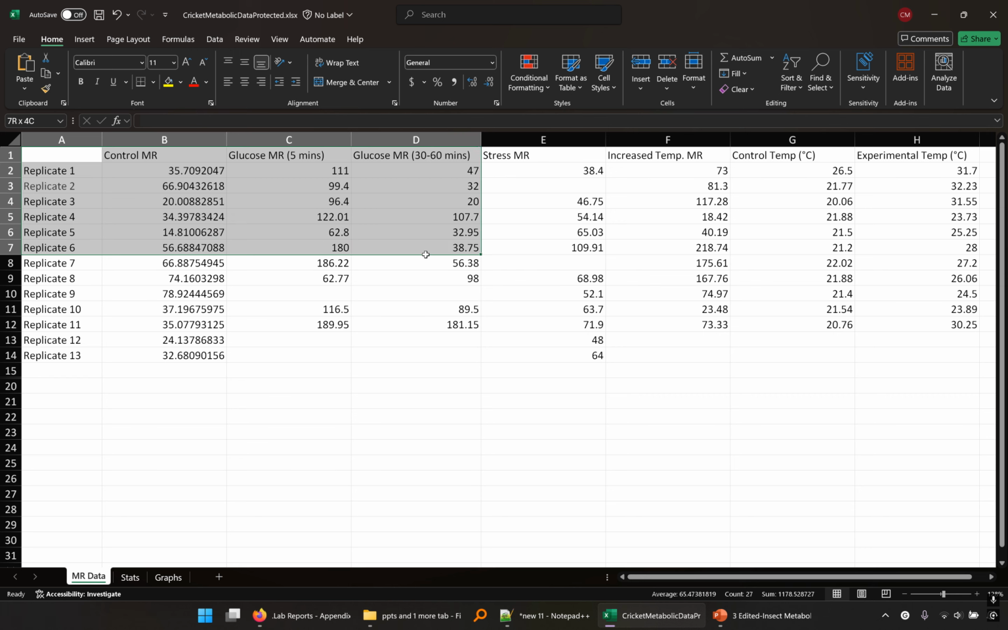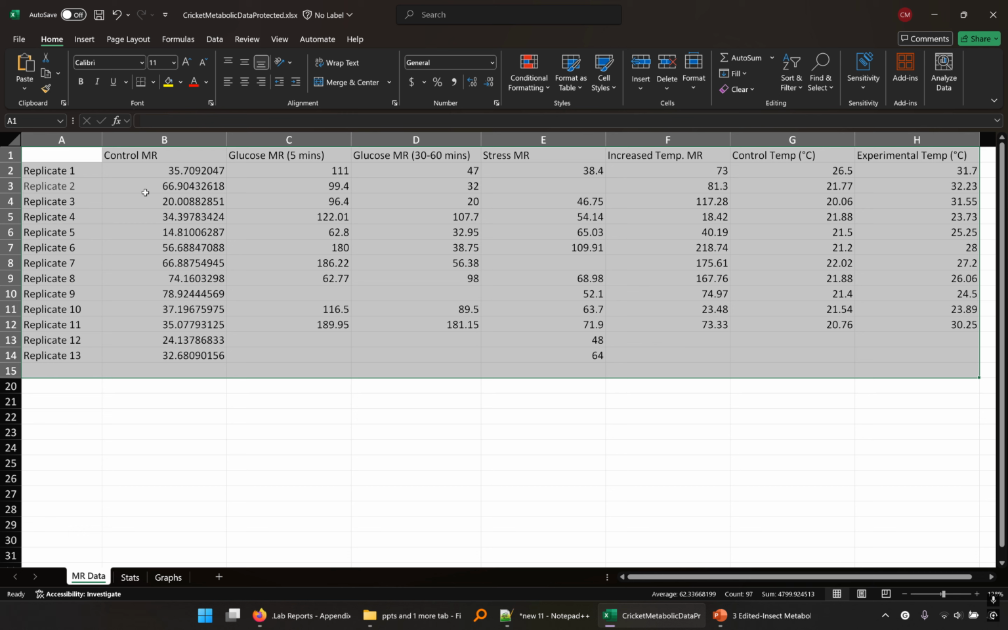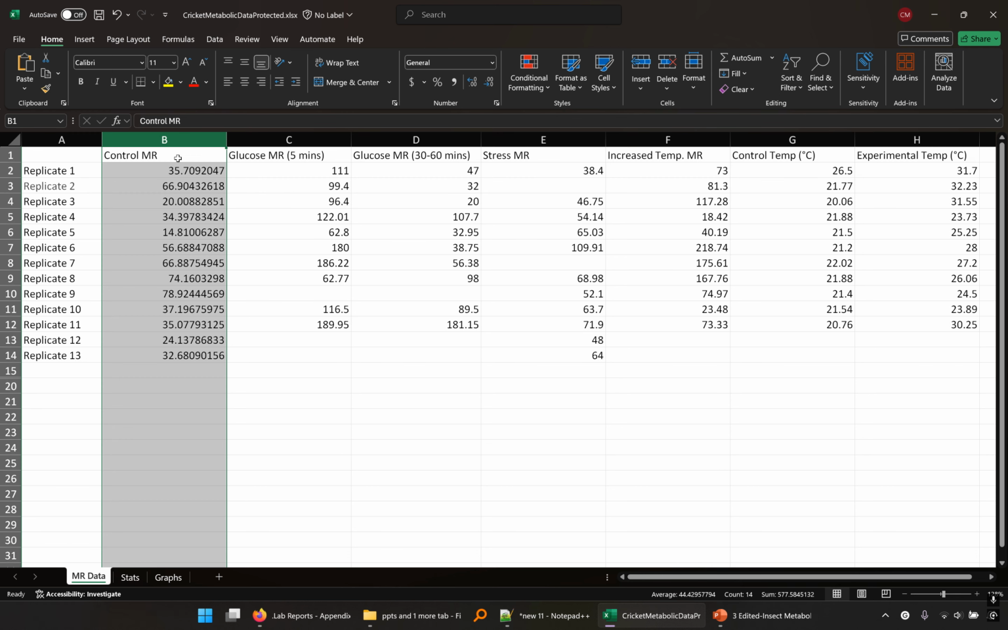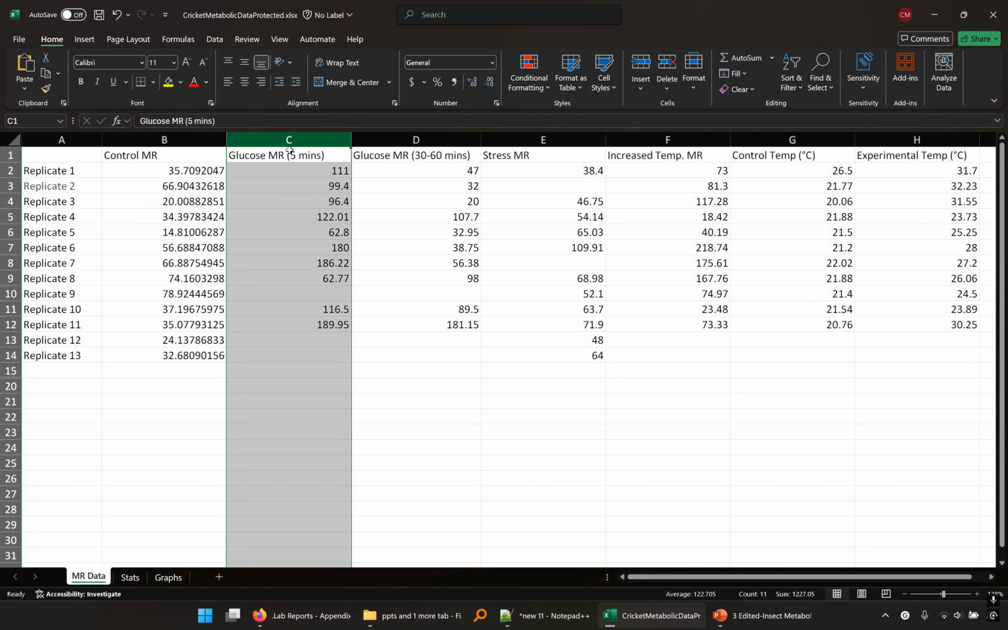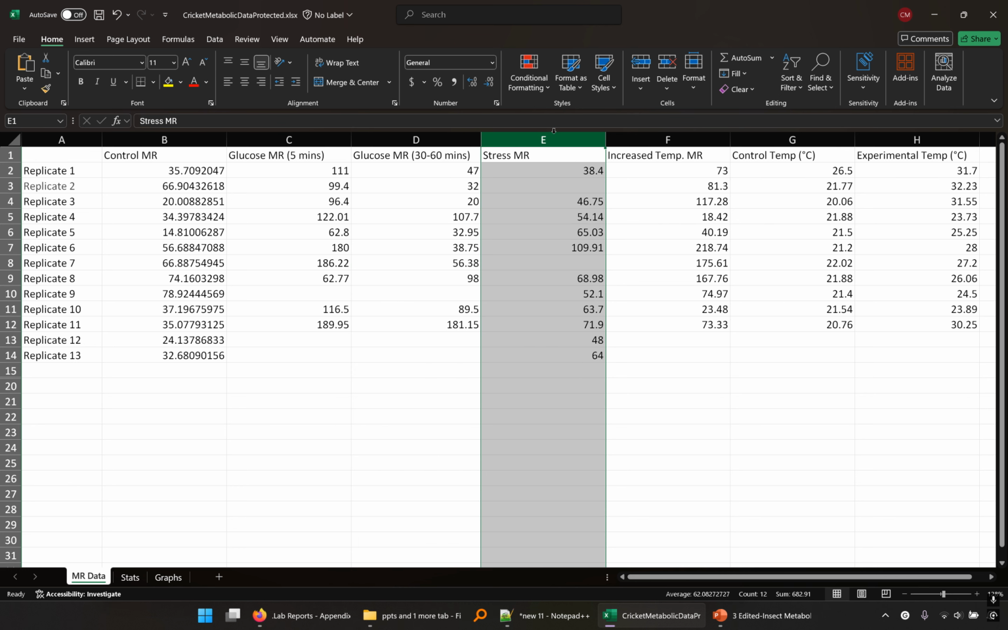So whenever you collect your data, it's available on Canvas. It's going to be called cricket metabolic data. This is going to include the metabolic rate of the cricket at the control temperature. It's going to include the metabolic rate after it's been fed glucose, and then an hour after being fed glucose, it's going to have a slightly lower metabolic rate. Under the stress metabolic rate, this is talking about whenever the cricket's being exposed to sounds, being exposed to light, and it annoys the cricket, and it's going to enter a fight or flight response.